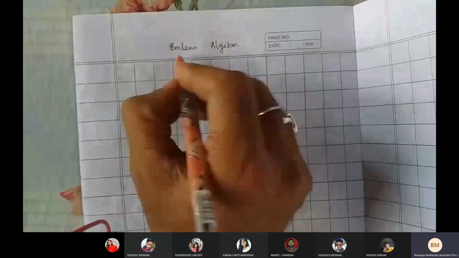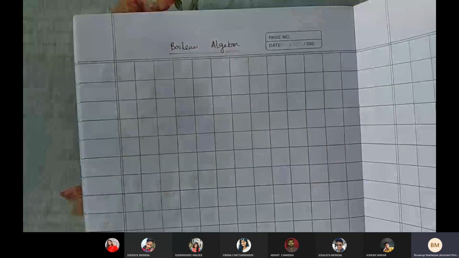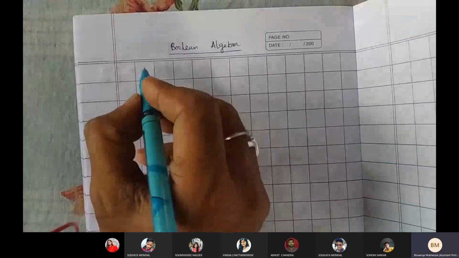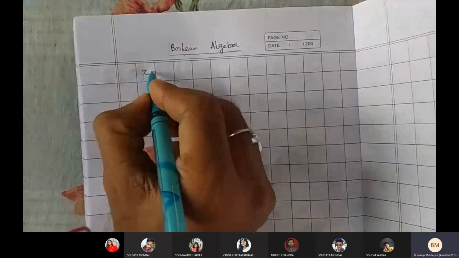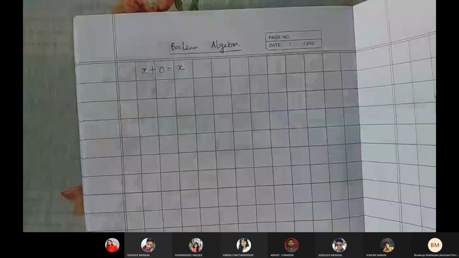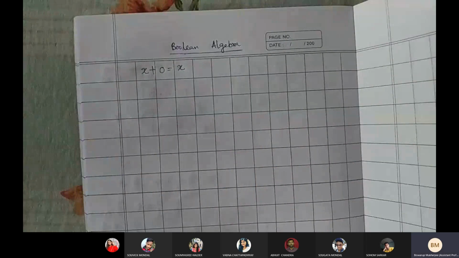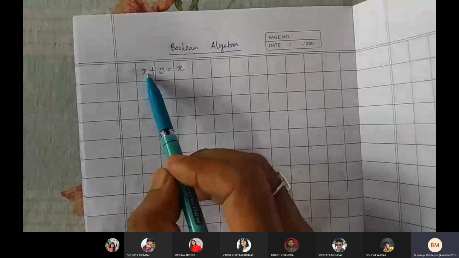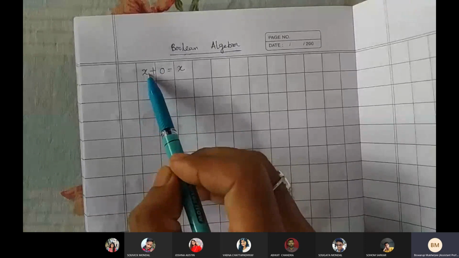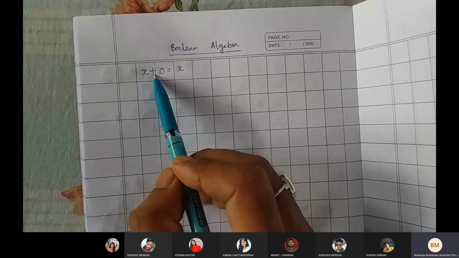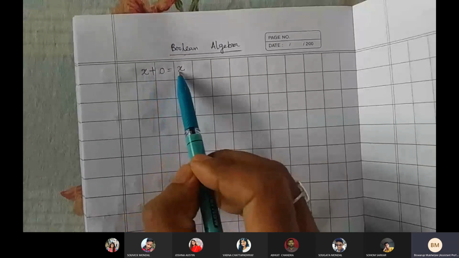The algebra which deals with zeros and ones. Okay, so I'm writing down those laws actually. Very simple things are that, likely x plus 0 is equal to x. Why? Because assume the value of x. If x value is 0, 0 plus 0 is 0. If it is 1, 1 plus 0 is again 1, right? So x plus 0 is x.